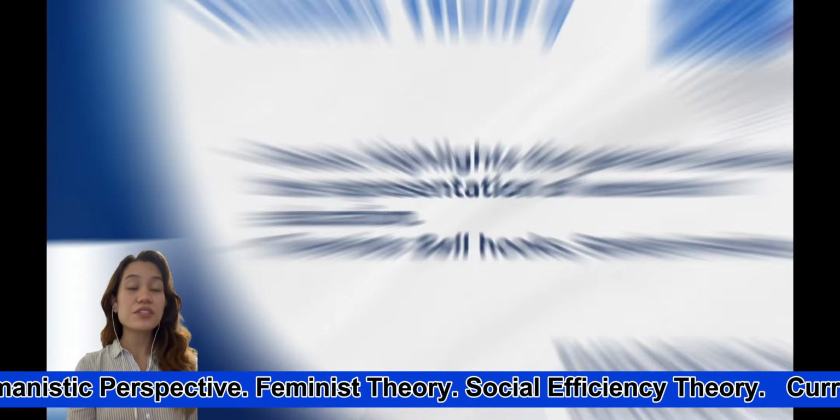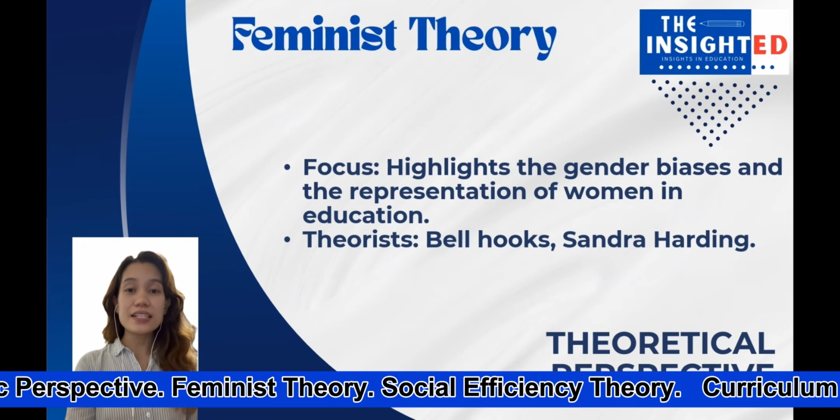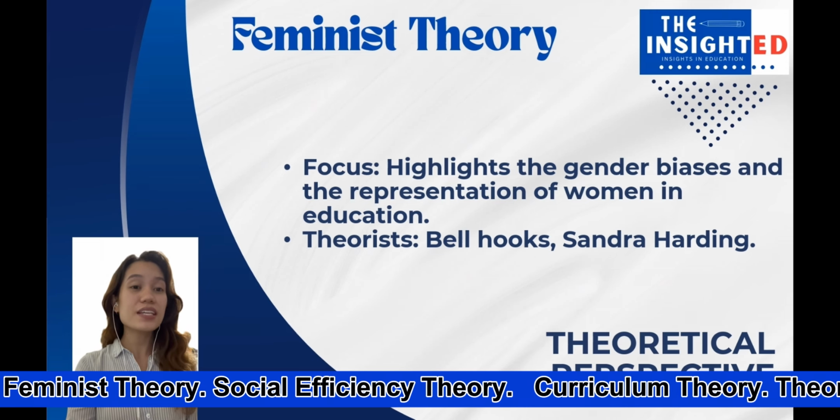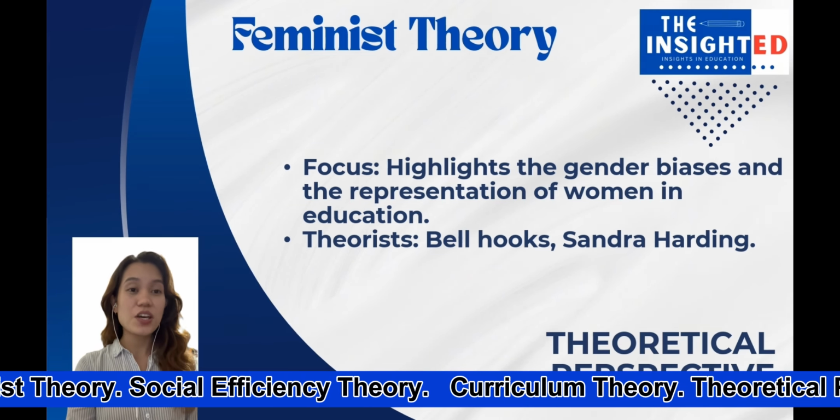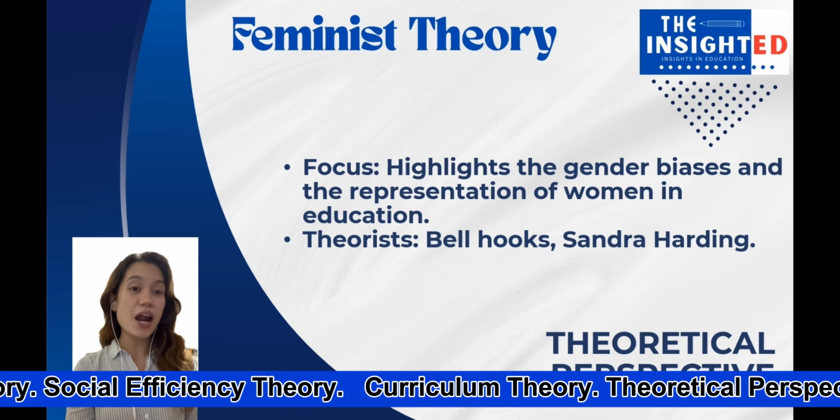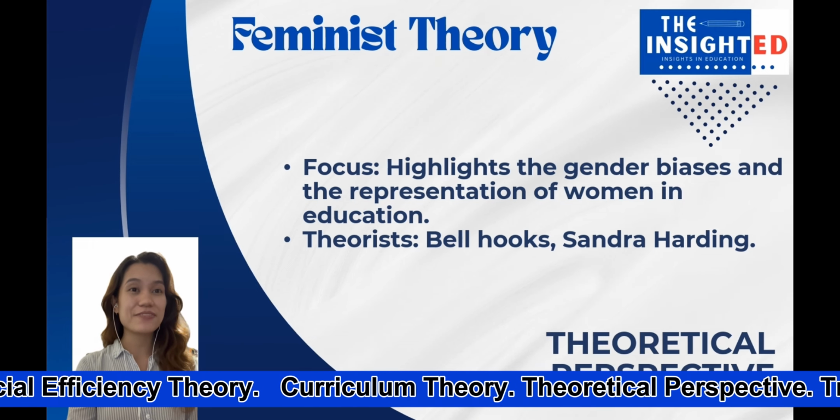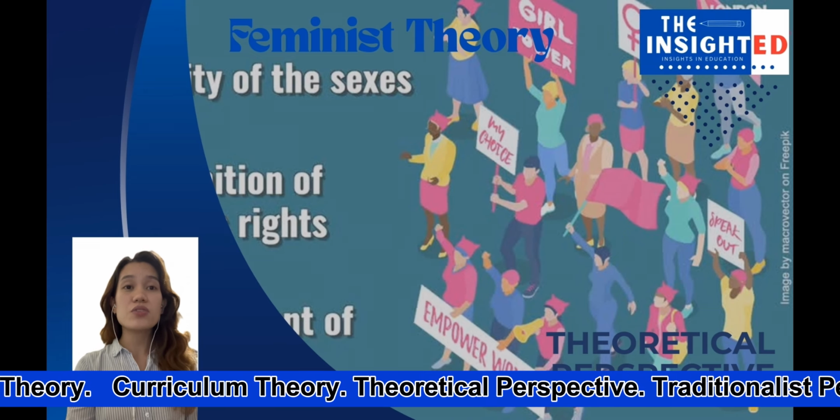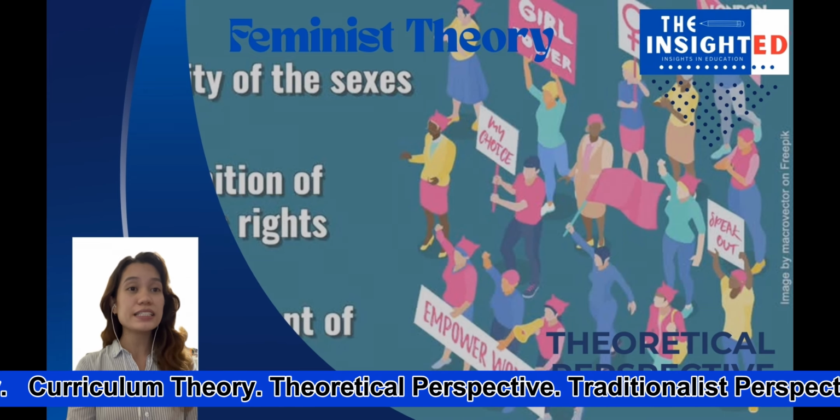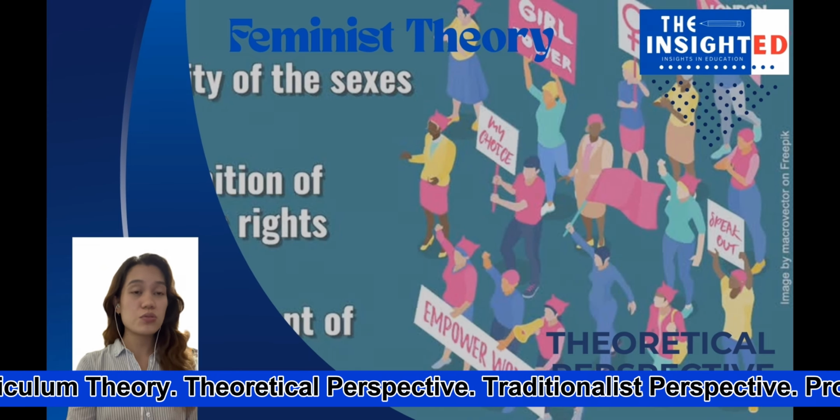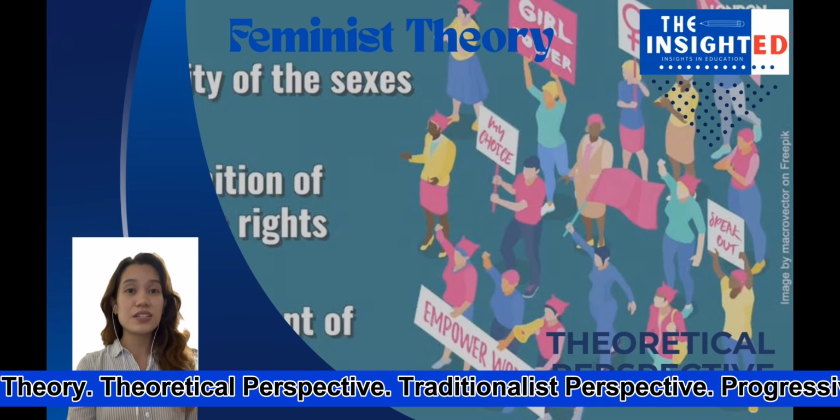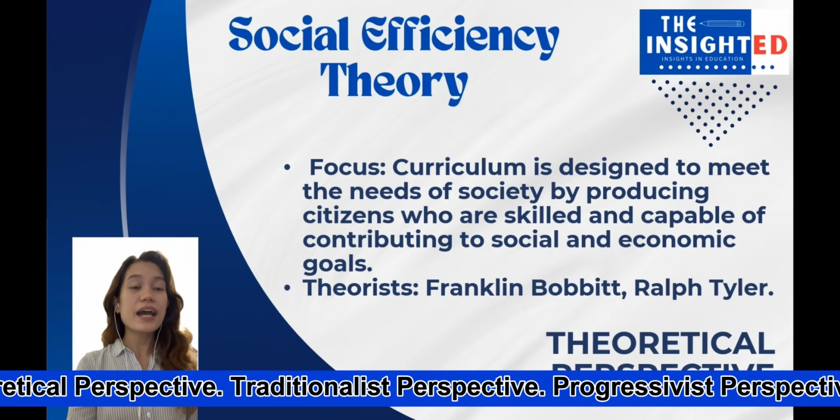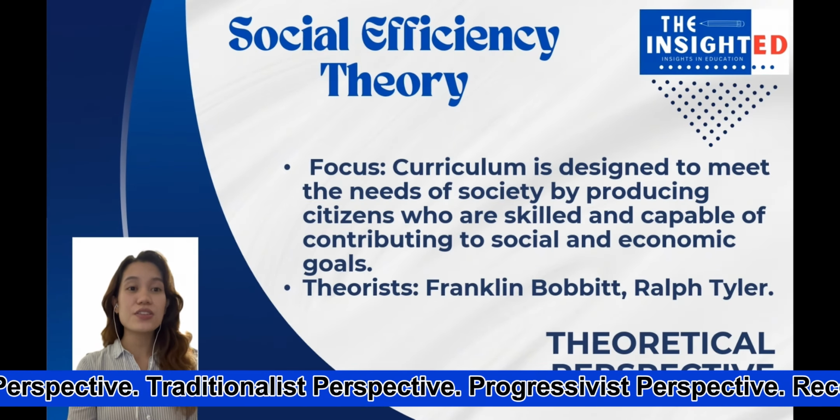We also have the feminist theory. This theoretical perspective highlights the gender biases and the representation of women in education. Theorists under this perspective are bell hooks and Sandra Harding. According to feminist theory, curriculum should address issues of gender inequality, promote women's contributions to knowledge, and challenge traditional gender roles in education. And lastly, we have the social efficiency theory.